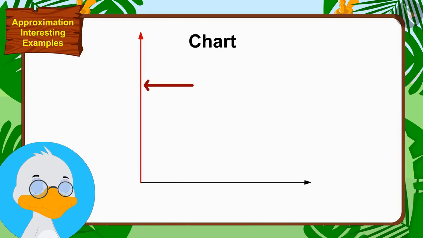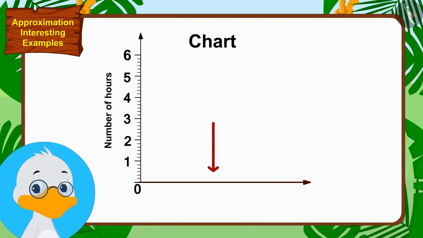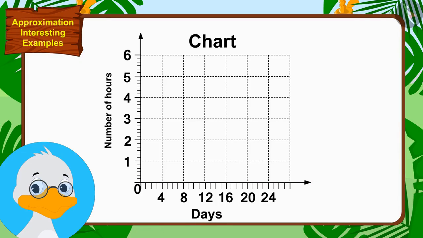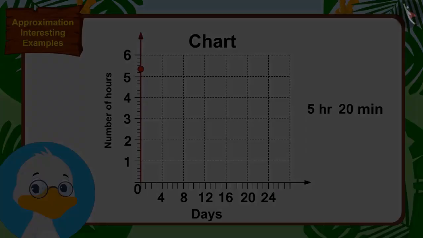Uncle has shown the number of hours on the vertical line of the chart and the number of days on the horizontal line. Currently, children spend an average of 5 hours and 20 minutes on the phone every day. This is shown by the uncle making a point on the vertical line in this way.